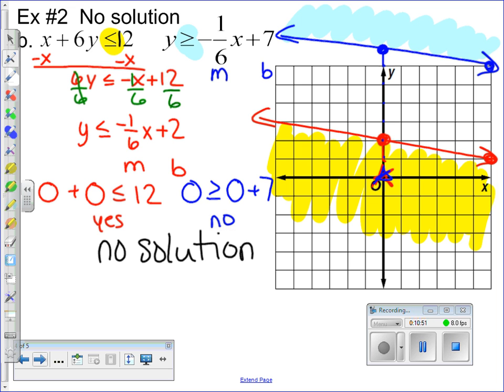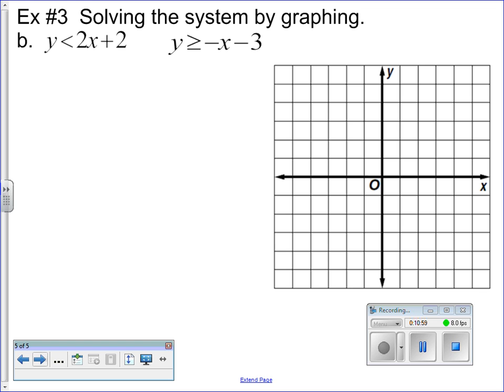Okay, time for the last one. And no more of these no solution ones. The last one is actually going to have some overlap. So here you go. You should try this one by yourself. So pause here before I start doing it.